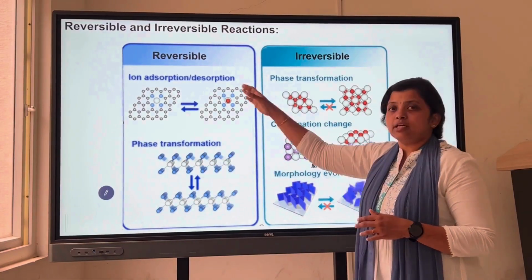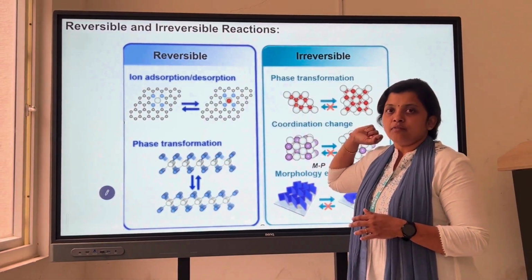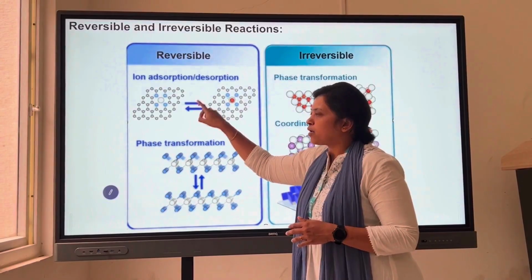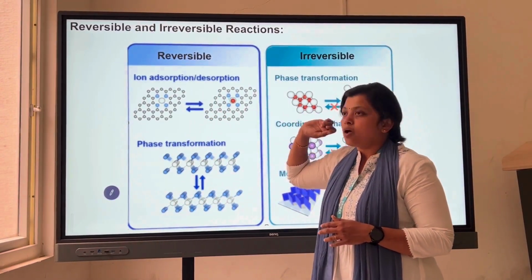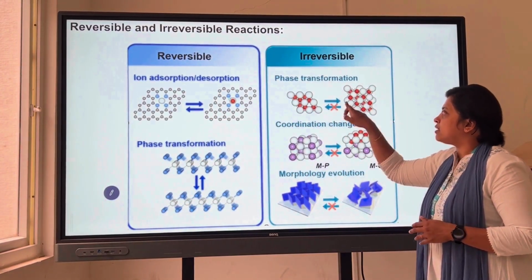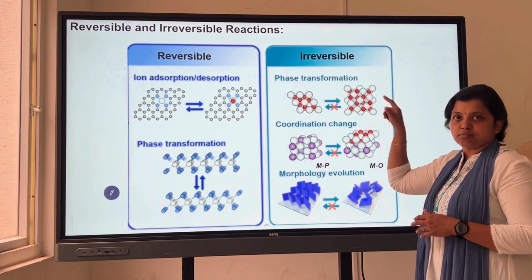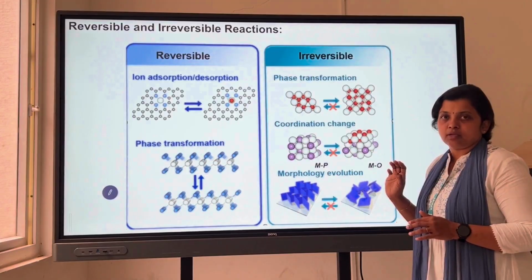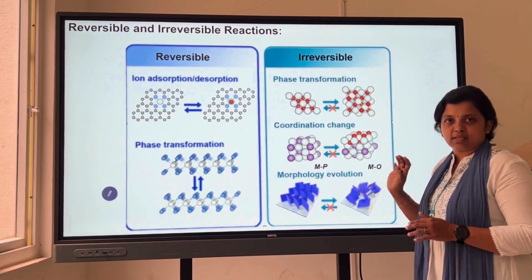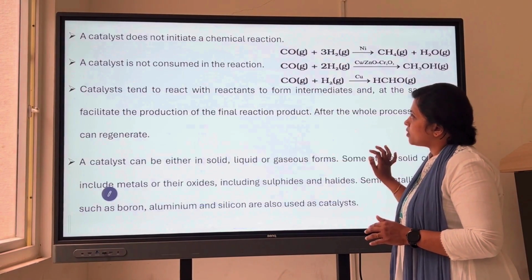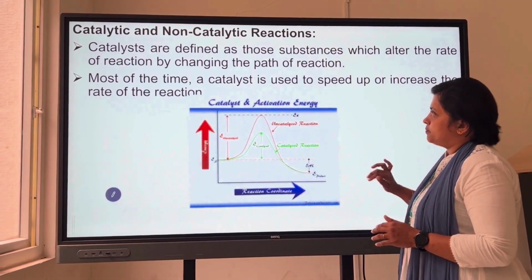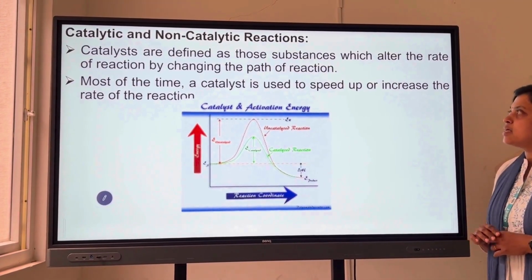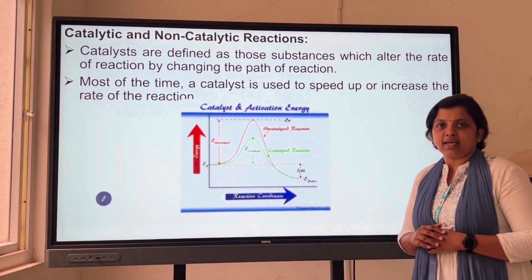To denote the irreversible and reversible reactions, we are using symbols. For the reversible reaction, we can use the forward and backward reaction symbol. For the irreversible reaction, we can use only the forward reaction symbol, or else the backward reaction symbol. We can't use both symbols at the same time. So these are the reversible and irreversible reactions. Then the next one is catalytic and non-catalytic reaction.